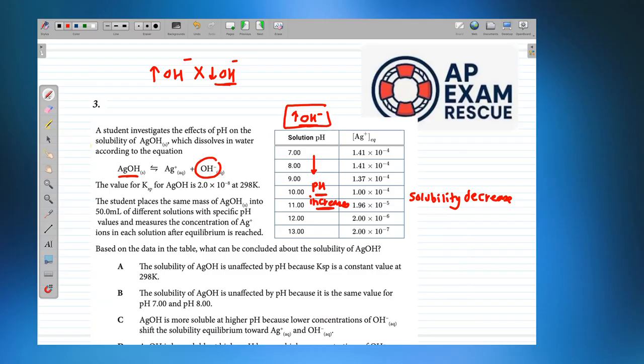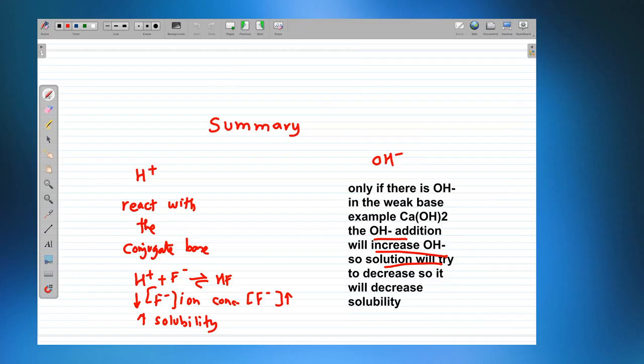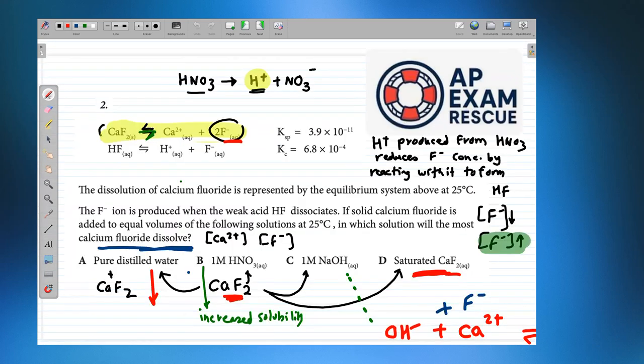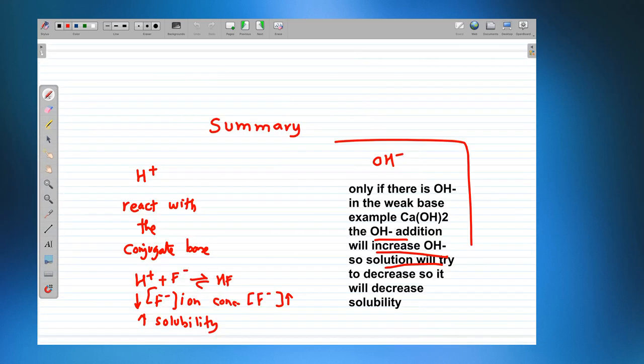So it moves to the direction that's not forming it, which is the backward direction, which means there is less solubility. That's why solubility decreases. So let's memorize it as a rule. Adding OH minus to a solution by increasing the pH, to a solution which already contains OH minus, makes the solution try to decrease this OH, so it moves away from it. So it causes the solubility to decrease as a basic rule here.